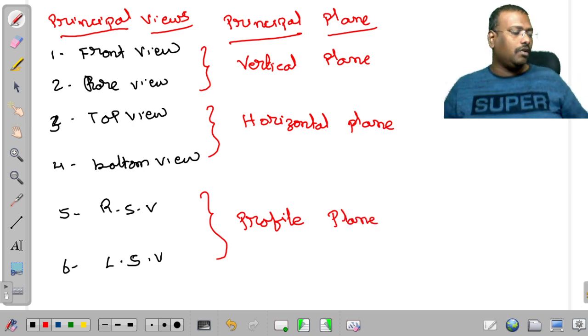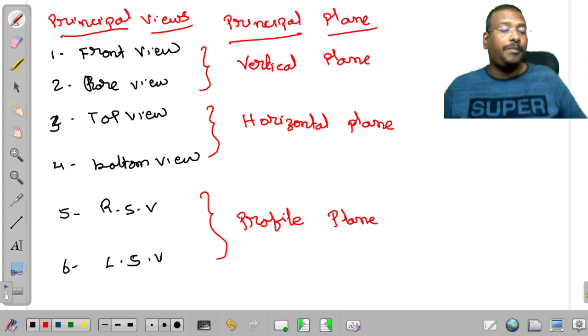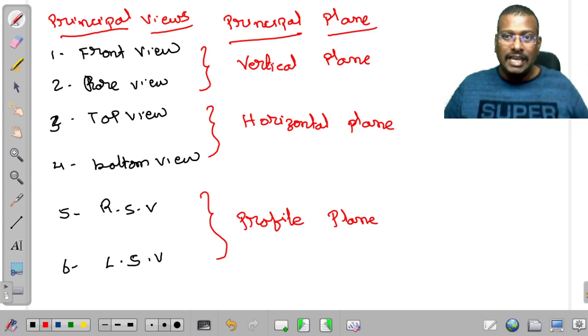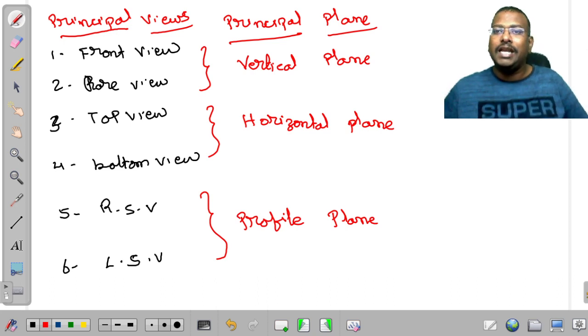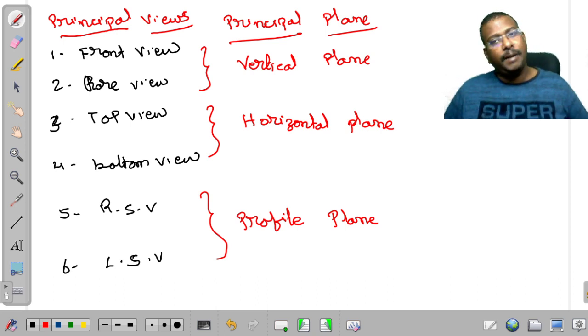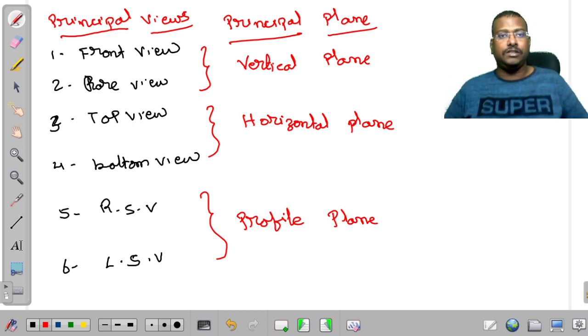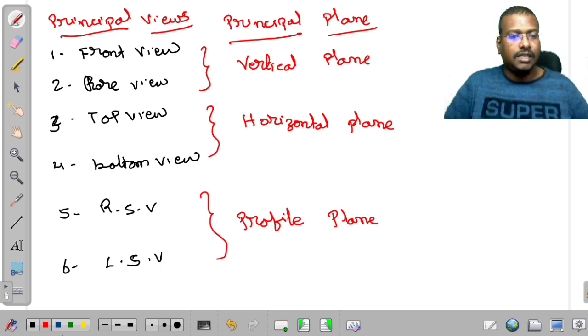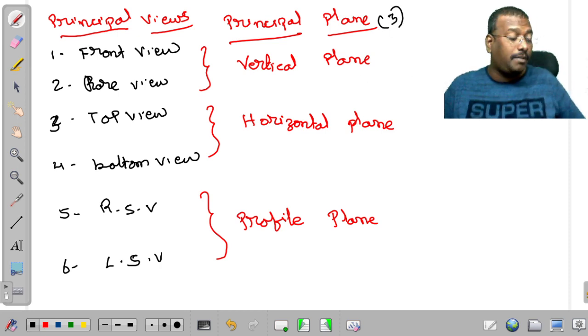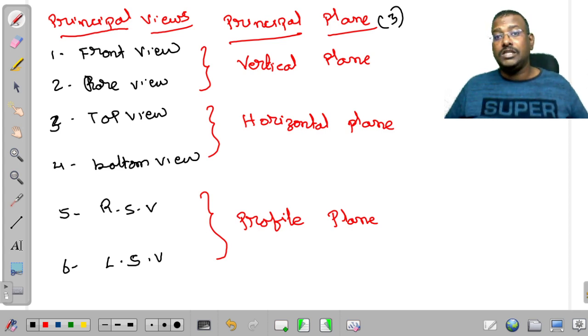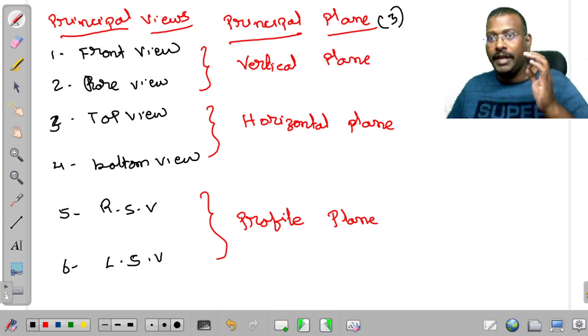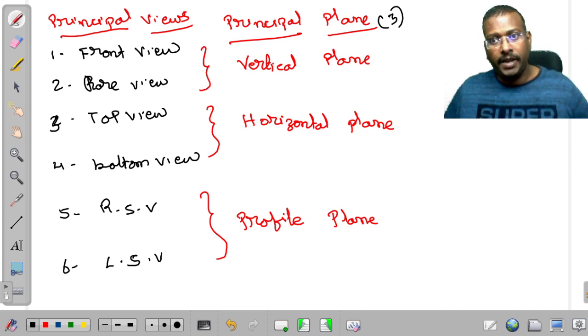So here how many views are there? Six principal views are there. These views will fall on principal planes. Views are six; how many principal planes are there? They are only three. Principal planes are three: one is vertical plane, horizontal plane, and profile plane.